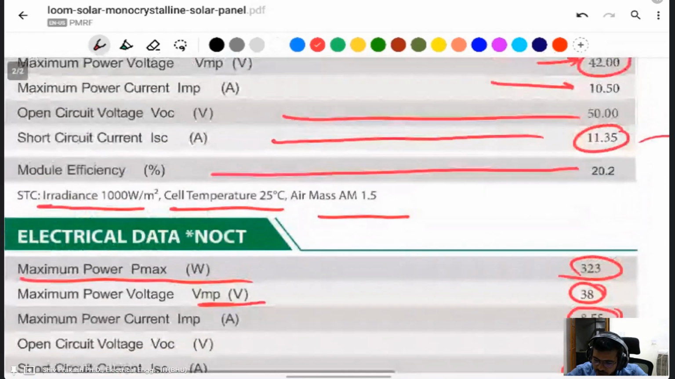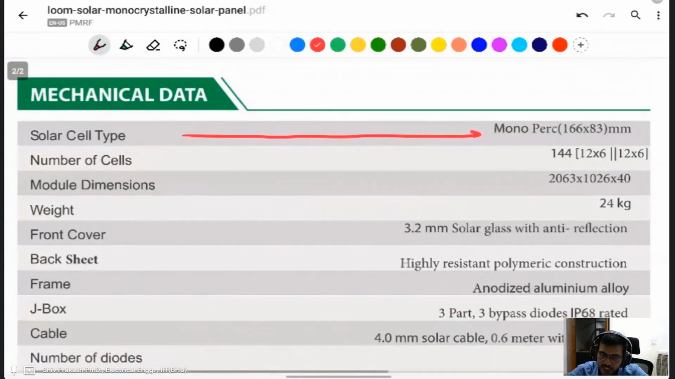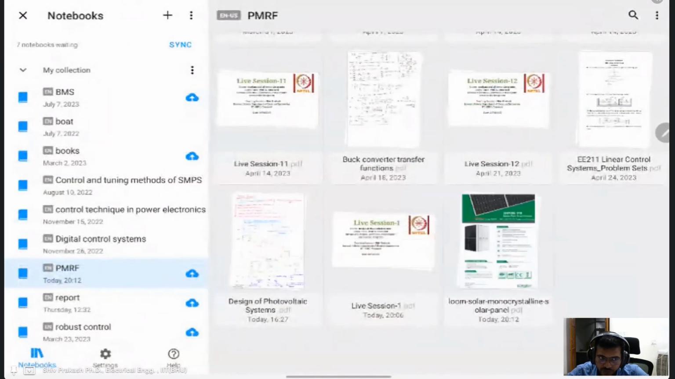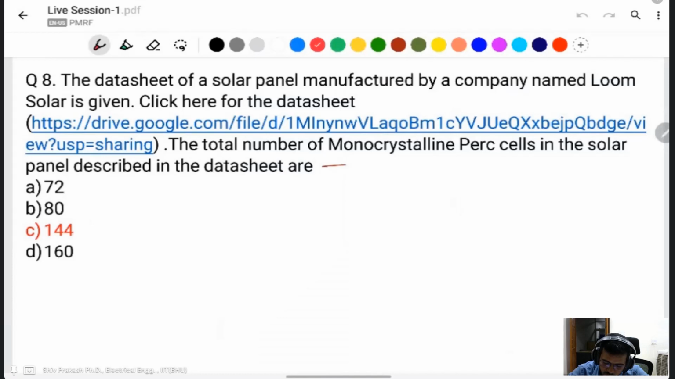Okay, the first question asks how many cells are connected. This one, 144, is given. Then look at the second question. This one, 144, from the data sheet panel. Again, the total number of monocrystalline cells connected is 144.